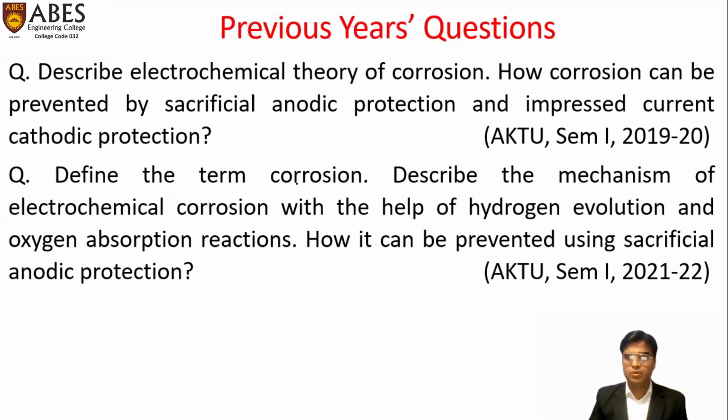Define the term corrosion. Here we have to define corrosion. Describe the mechanism of electrochemical corrosion with the help of hydrogen evolution and oxygen absorption reactions. This is the question again from the mechanism of corrosion, which has been discussed in previous sessions. How it can be prevented using sacrificial anodic protection. So the last part of both questions can be explained.